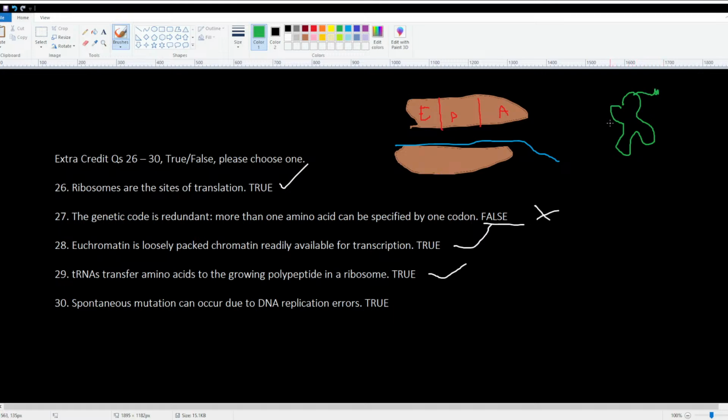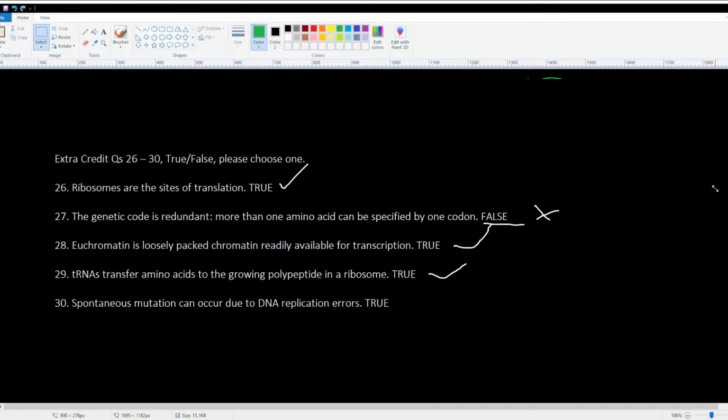and with an amino acid, they go at the A site. So A for acceptor, P for processing, E for ejection. They go to the acceptor site. They get processed at the P site where they elongate this amino acid chain, and they get ejected at the E site where this tRNA then goes on to get regenerated. Hence adding an amino acid to the amino acid chain that is currently growing. So tRNAs transfer amino acids to growing polypeptides in a ribosome. That is true, right?